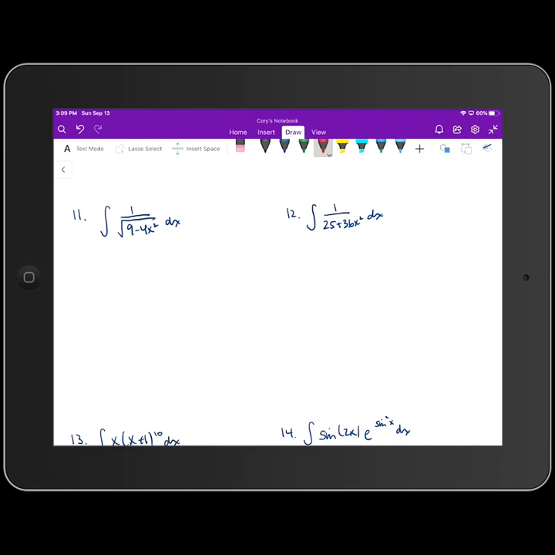So what we want to do first here is we're going to let u equal the square root of that variable term. So when I take the square root of 4x squared, that's going to be 2x, divided by the square root of that numeric term. So the square root of 9 is 3.